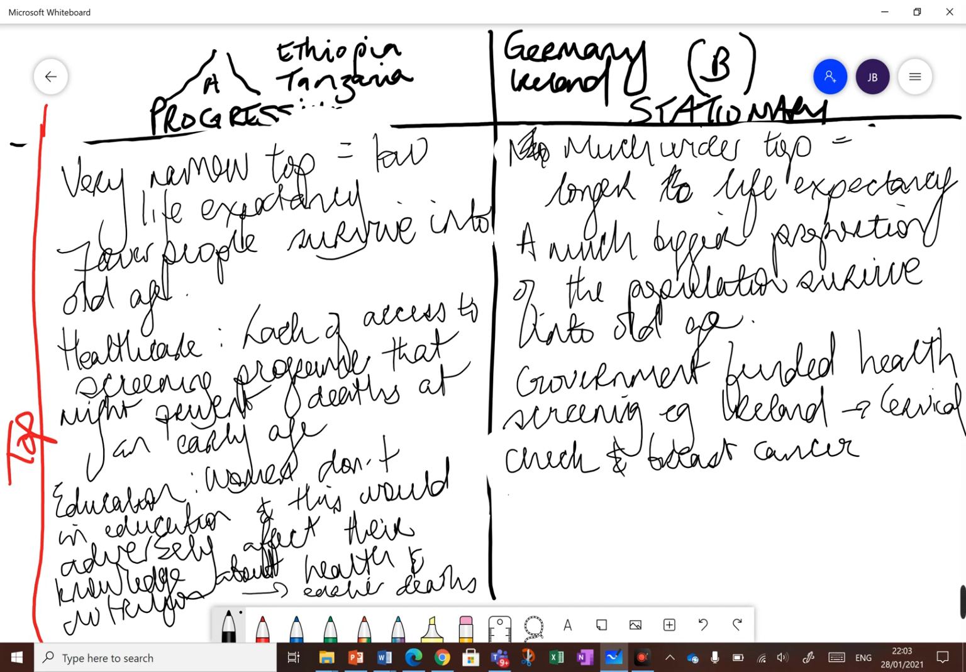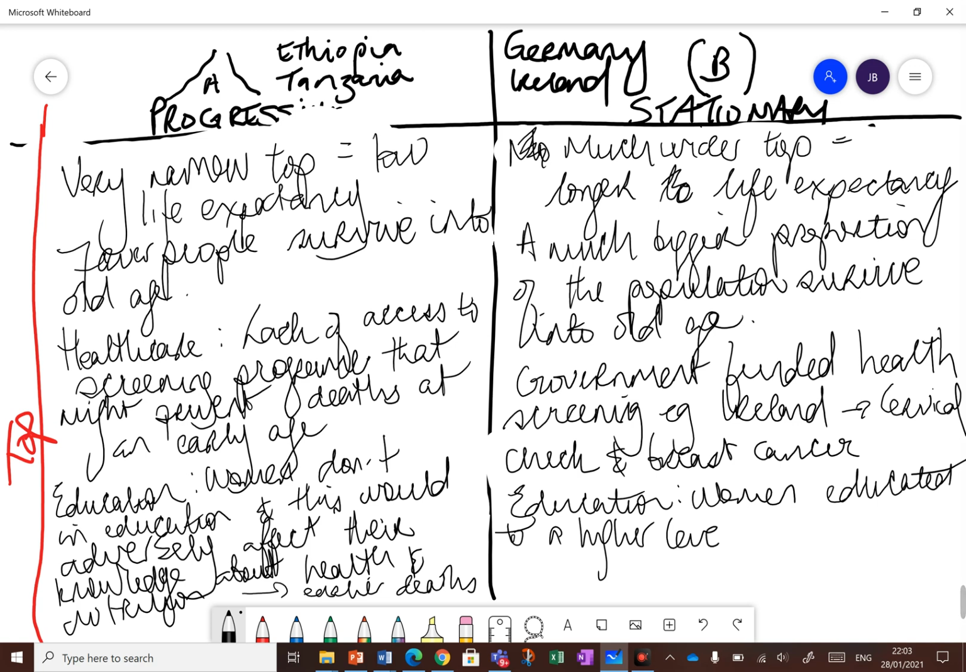Okay, over here, education, women, educated to a higher level, okay, more knowledge, so knowledge, so that just means concerning healthy lifestyles, etc. Therefore, what do we want to say there? This will help them live longer.